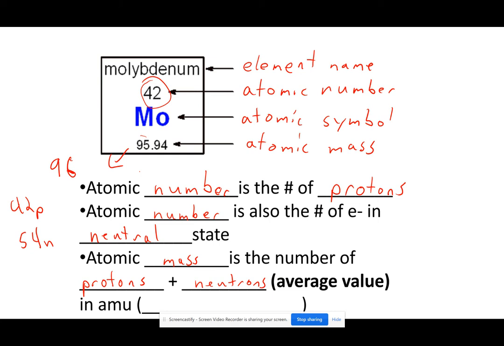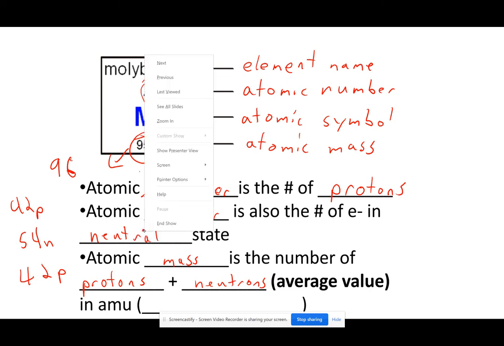But I just want to explain that the reason why this is a decimal instead of just a whole number, 96, and we have to round it, is because it's an average value of different elements with different masses called isotopes. And that's because in different isotopes, the number of neutrons can vary. We could have molybdenum with 54 neutrons. We could also have molybdenum with 42 protons, which makes it molybdenum. So it has to have 42 protons. But instead of 54 neutrons, we could have 53 neutrons.